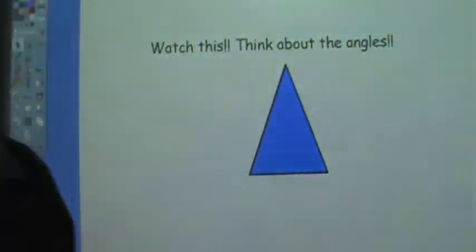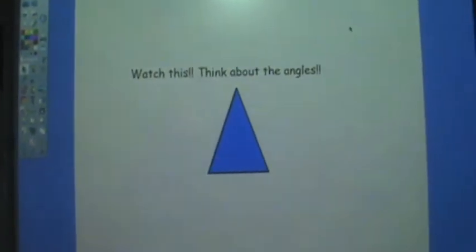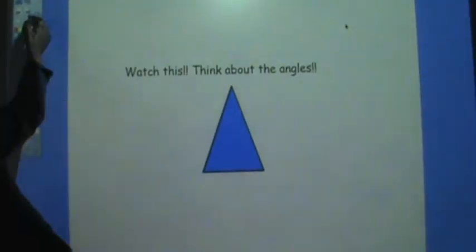Okay, so like I said, that was just kind of something cool I found that was really neat to think about the angle relationship there.